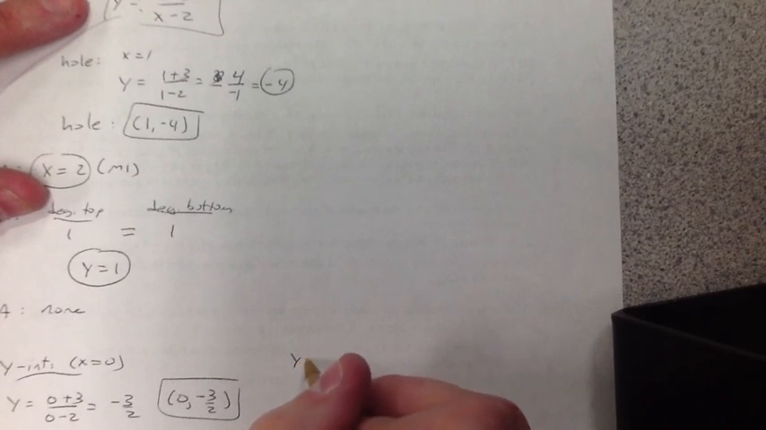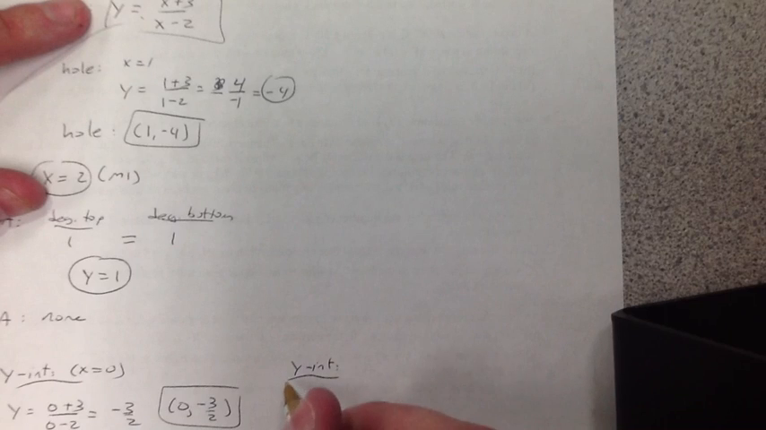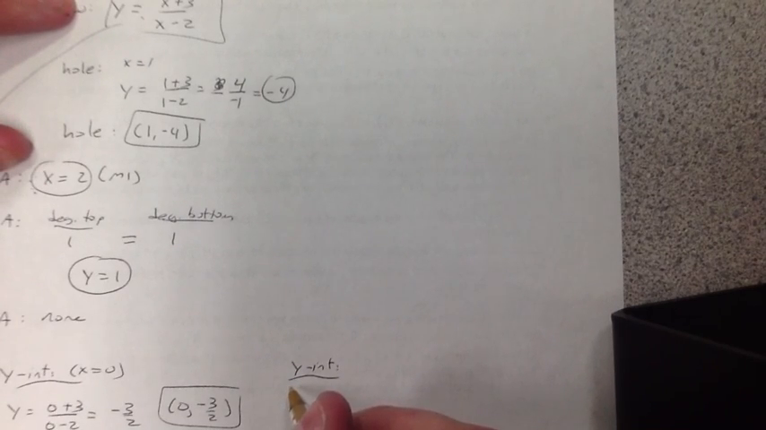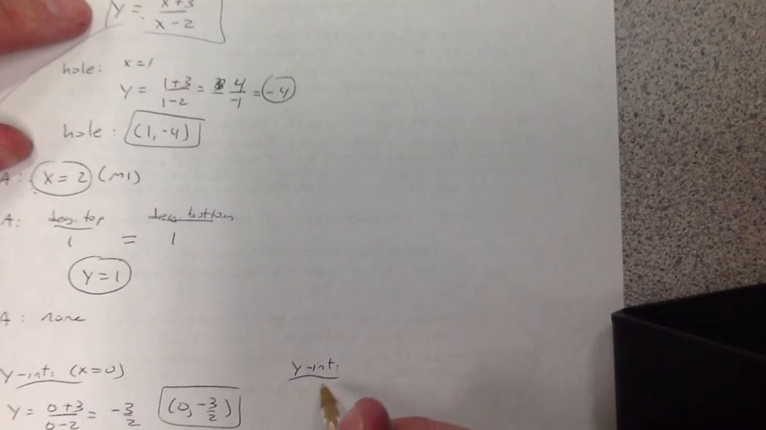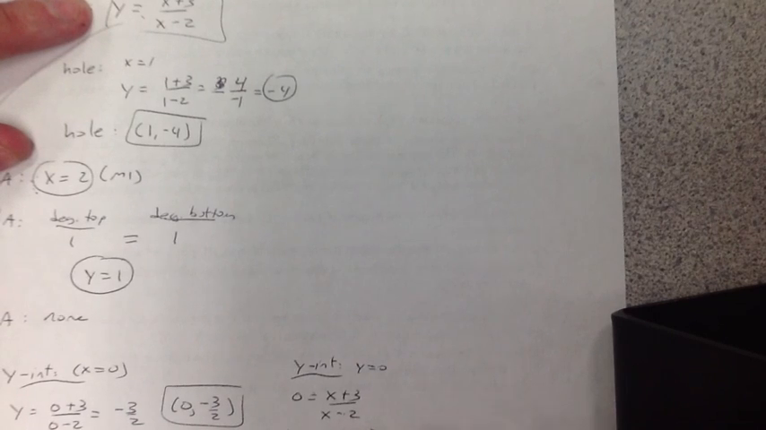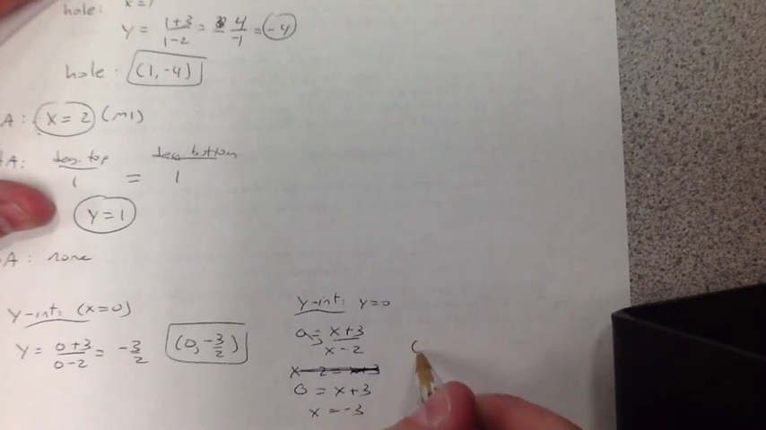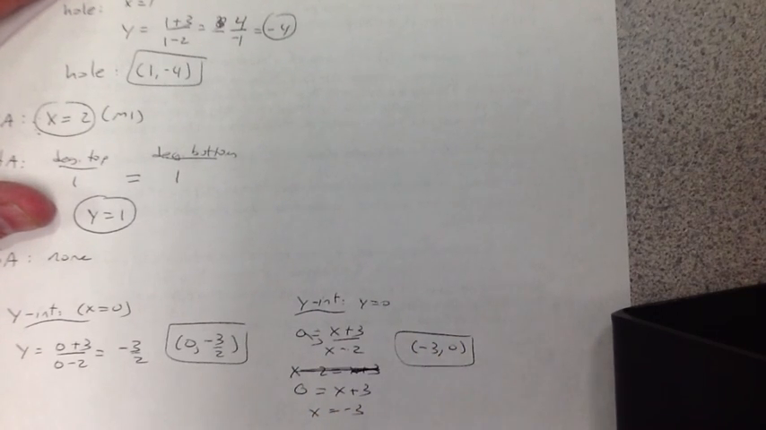Get the x-intercept. Same thing. To get the x-intercept, let y equal 0. 0 equals x plus 3 over x minus 2. Solve it. I cross multiply. 0 equals x plus 3. That's terrible mathematics to write it the other way, excuse me. x equals negative 3. So we get negative 3, 0.